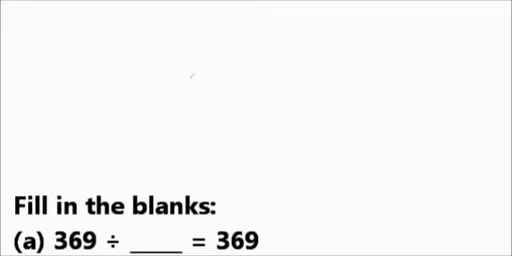Let's take the first one. 369 divided by something is equal to 369. Now we know that the dividend and the result are the same, which means we are supposed to be dividing by the divisive identity, and the divisive identity is +1. So our answer is +1.